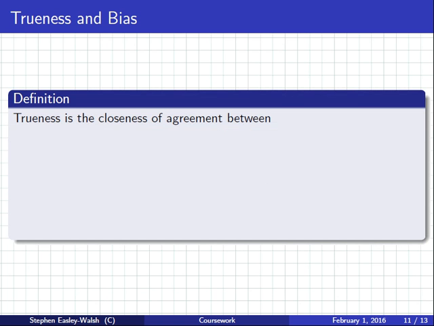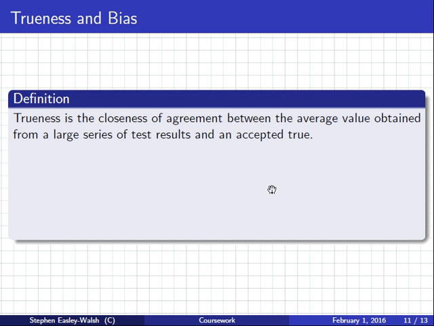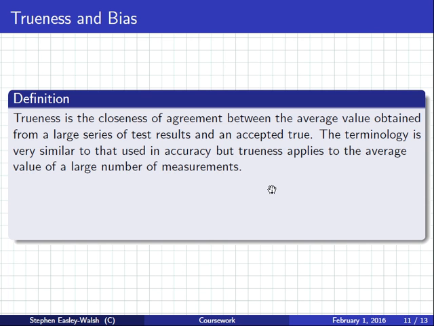Trueness and bias. So trueness is the closeness of agreement between the average value and the accepted true value. In chemistry, you probably have to do the experiment many times and take an average. And then the trueness is how close your average is to the literature value. This is the trueness then. It's very similar to accuracy, but the trueness applies to an average.